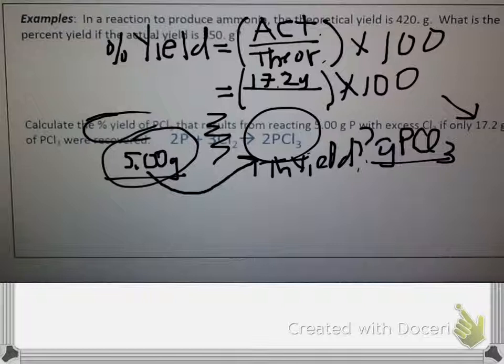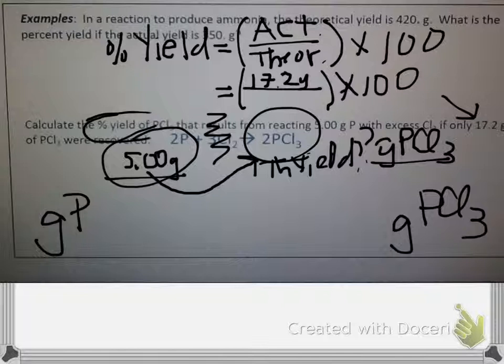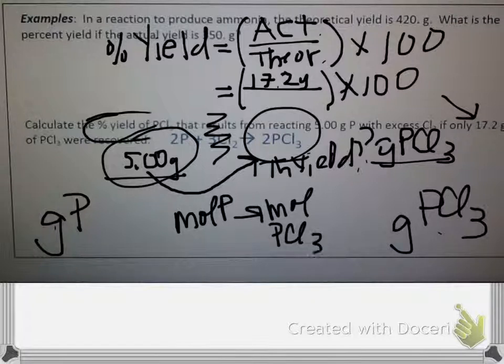Okay, let's set up a solution map. Here I'm given grams of phosphorus, and I need to figure out grams of phosphorus trichloride. Can I convert grams of one reagent straight to grams of another reagent? No! What's the central unit in this whole unit? The mole. I've got to go through the mole. So I can convert moles of phosphorus to moles of phosphorus trichloride using my mole ratio.